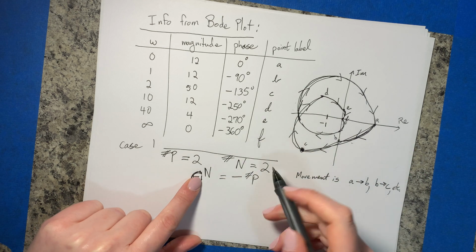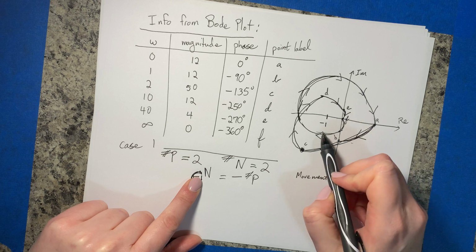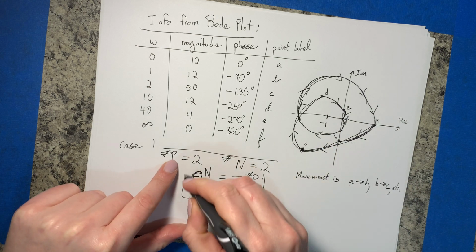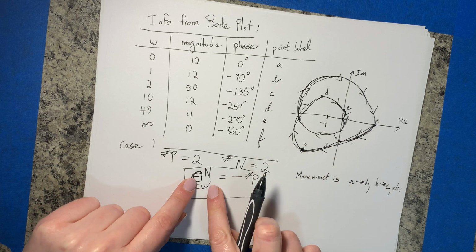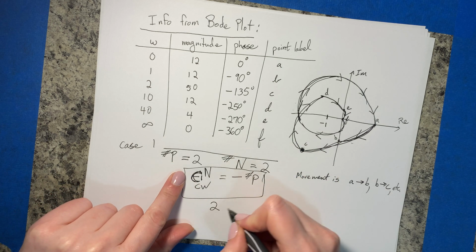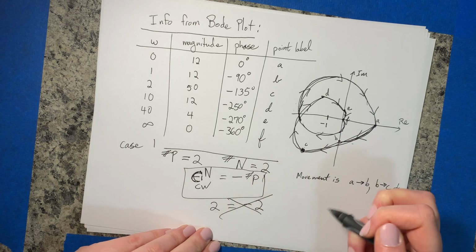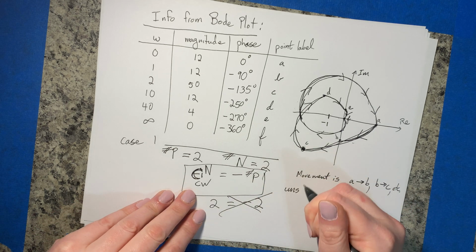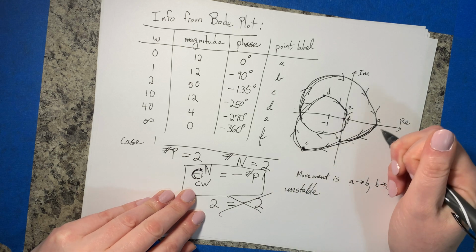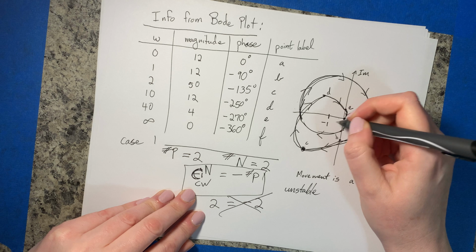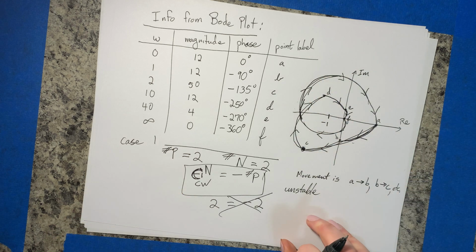Okay, so it's actually in the clockwise direction though. This is a clockwise number, and this is our stability criterion formula right here. So we have 2 equals -2, and that can't be. This is actually unstable just because of the direction that the locus is moving. So it encircles -1 twice in that case.